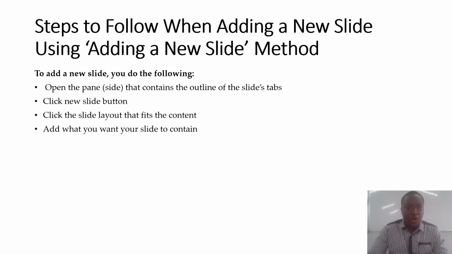Number one, you open the pane that contains the outline and slides tabs. And then you click the new slide button. After clicking that one, you click the slide layout that fits the content. And then add what you want your slide to contain. As simple as that.